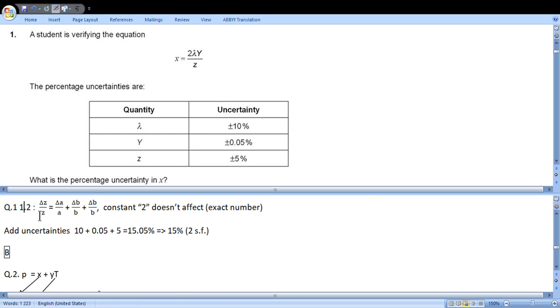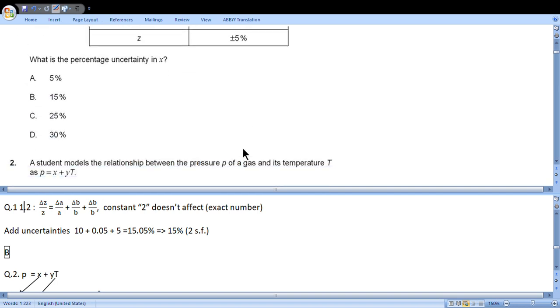So formula 1, 2. We should add all uncertainties. Then we approximate uncertainties to two significant figures and we get 15%. So 15% is choice B.